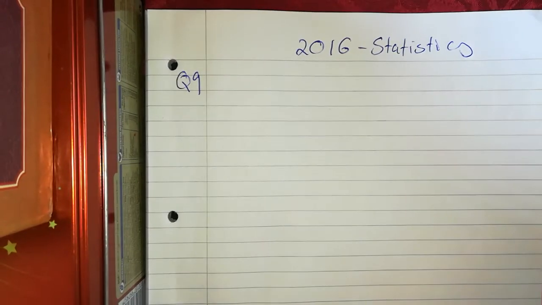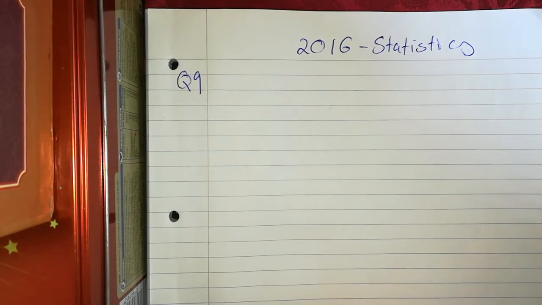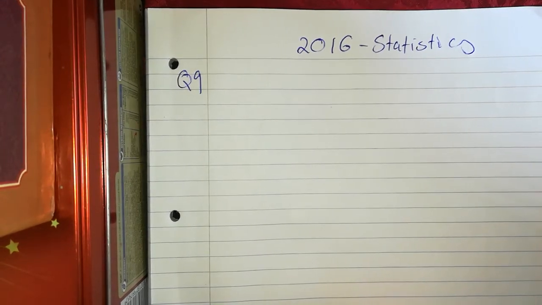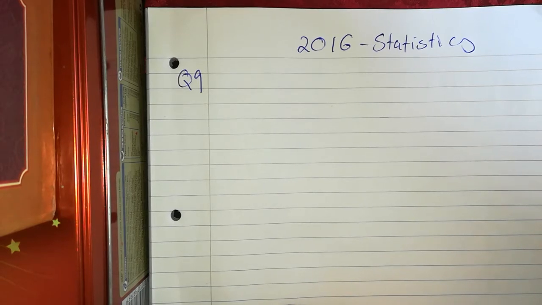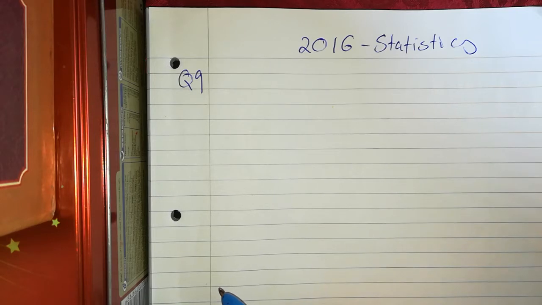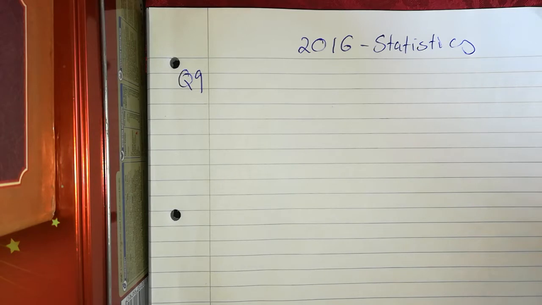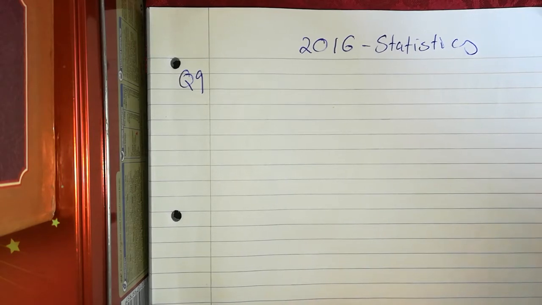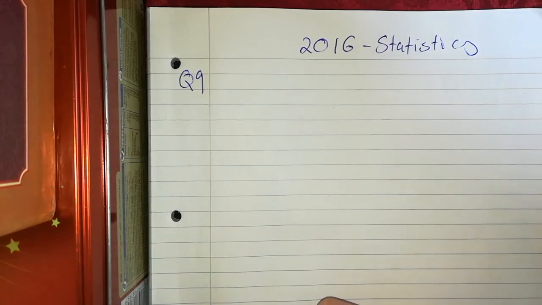It says, data on earnings were published for a particular country. The data show that the annual income of people in full-time employment was normally distributed with a mean of 39,400 and a standard deviation of 12,920. The government intends to impose a new tax on incomes over 60,000. Find the percentage of full-time workers who will be liable for this tax, correct to one decimal place. So we want to get the percentage of full-time workers who have an income over 60,000.